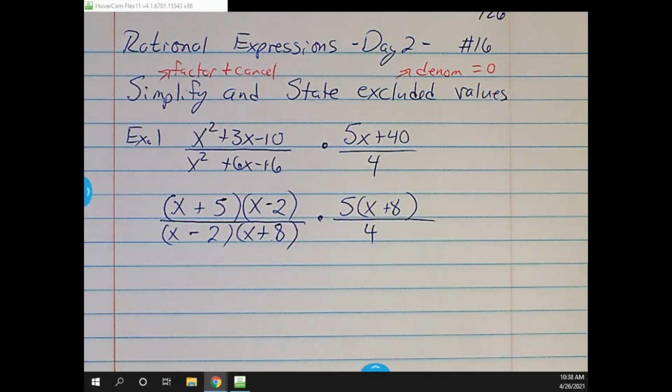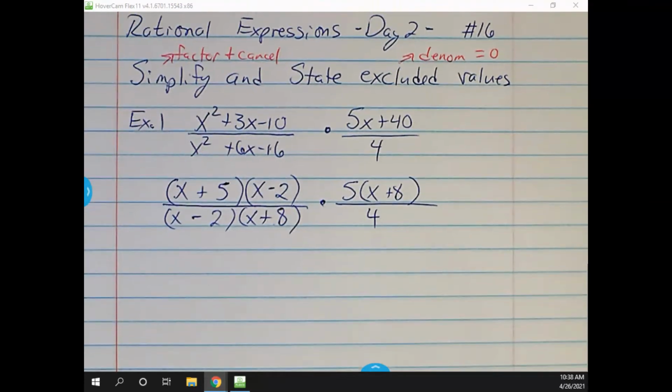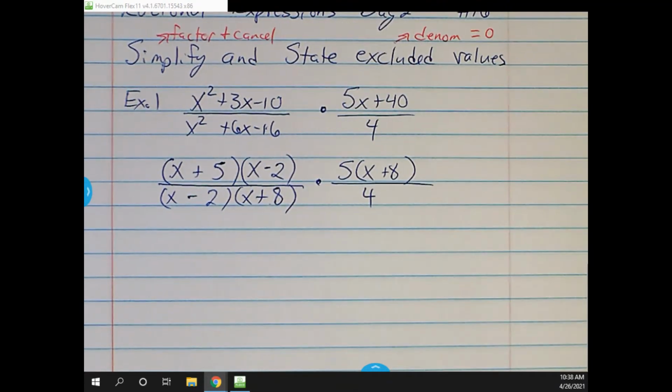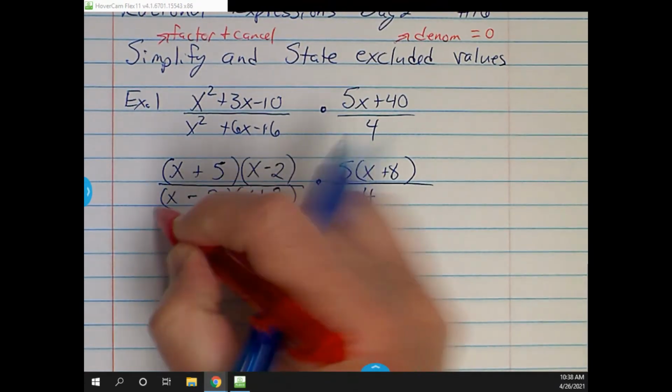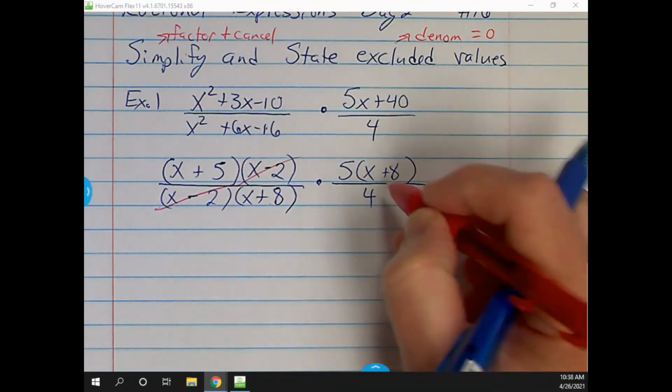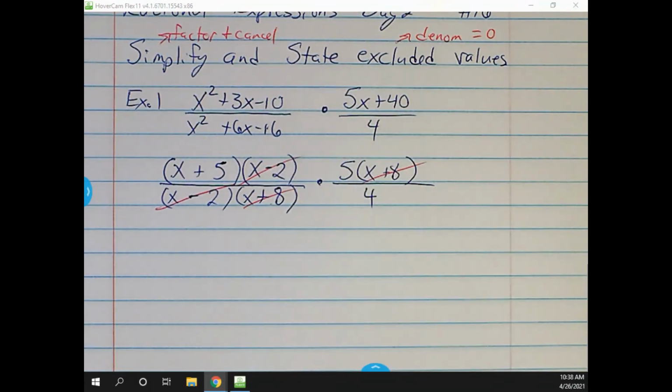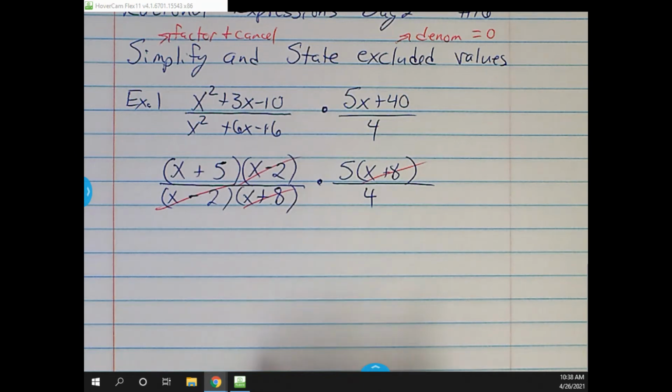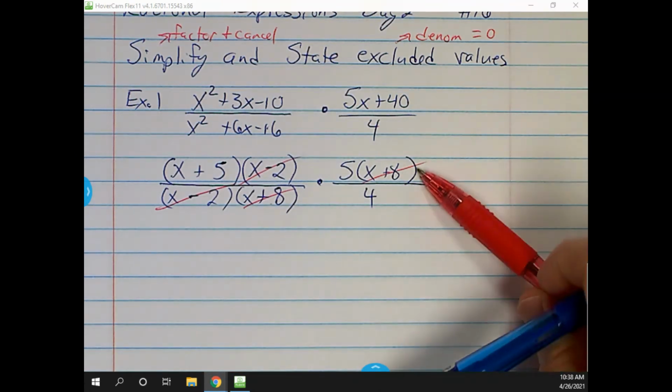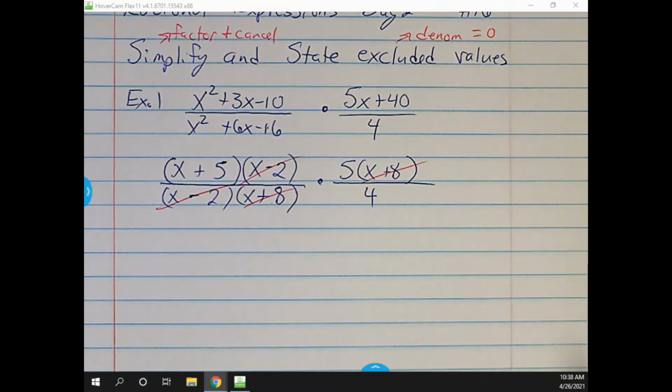Okay, so we've factored everything as much as you possibly can. Now you're just going to cancel. We're going to get rid of the x minus 2s. Going to get rid of the x plus 8s. And remember, when you're canceling, you have to cancel top to bottom. Sometimes people will try to cancel side to side, but remember, you've got to have an x plus 8 on the top and one on the bottom to go through and cancel everything.